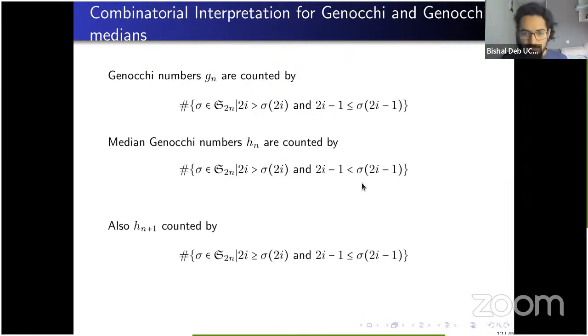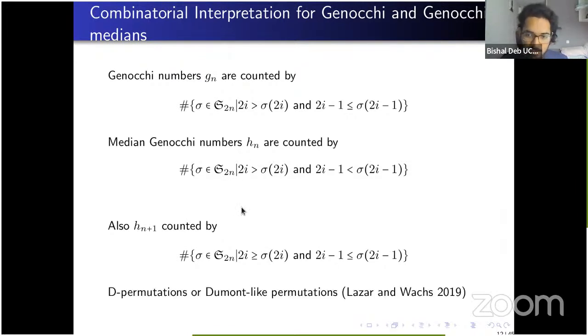Also, an interesting fact is, if you instead have weak inequalities in both, so if you have one strict, one weak, that's Genocchi, both strict, that's median Genocchi. And if you have both weak inequalities, then this will be shifted median Genocchi. These are also counted by median Genocchi numbers, but now the sequence is shifted. So this is H sub n plus 1. Surprisingly, this combinatorial interpretation for the shifted median Genocchi was only discovered very recently, in 2019. These are known as D permutations or Dumont-like permutations. This was discovered by Alex Lazar and Michel Vaux.